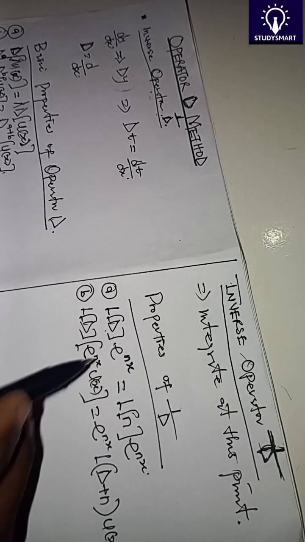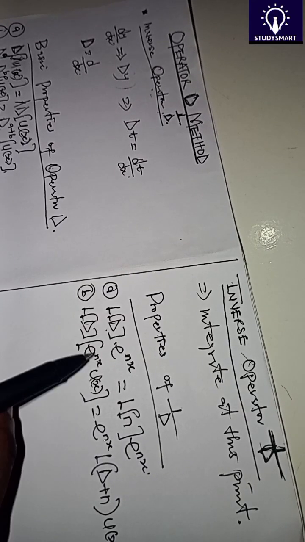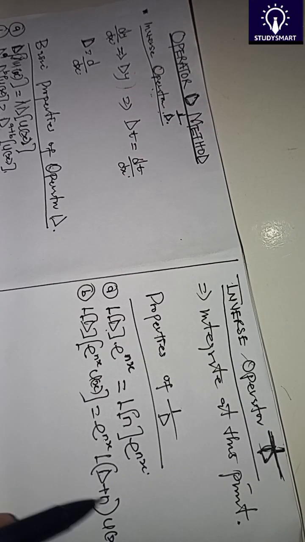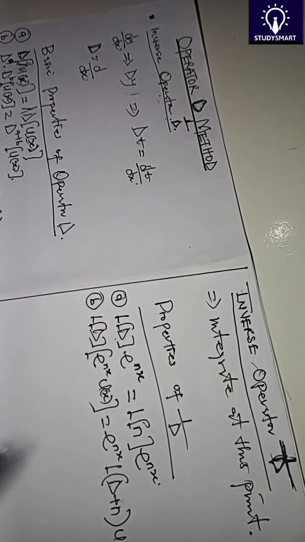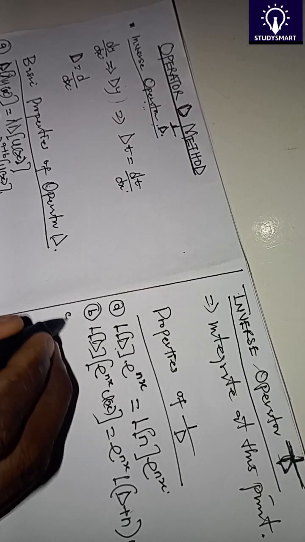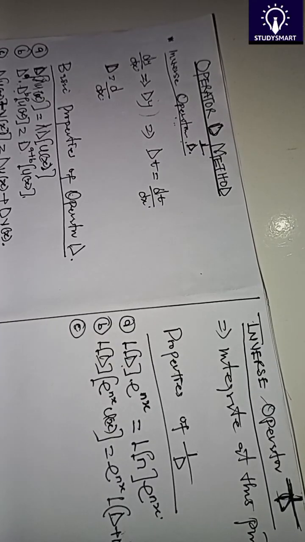N here can be 2, it can be 3, it can be 4, it can be 5, it can be even any number. All you just need to do is to take that number, then add it to the D. Then this is what you have.